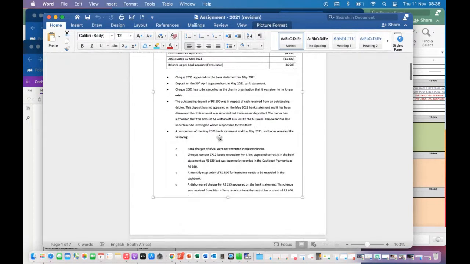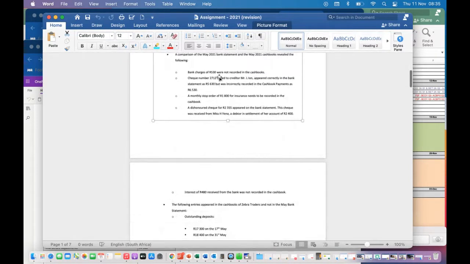All right, they say a comparison of May's bank statement and May's cash books revealed the following. Bank charges, 530, were not recorded in the cash books. Since it's bank charges, we know that this is money leaving us. So in which cash book do we need to record this? CPJ. So we write CPJ next to it and we move on to the next. Can you see we have not done any recording yet, because we're just allocating where everything needs to go.